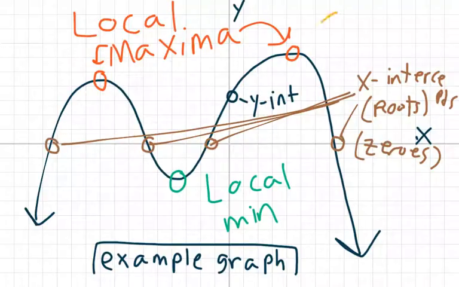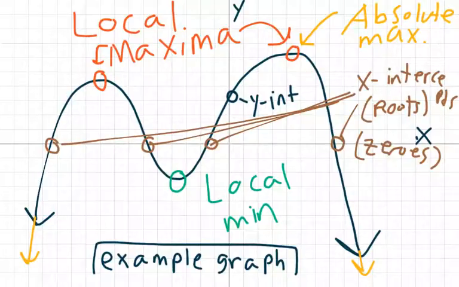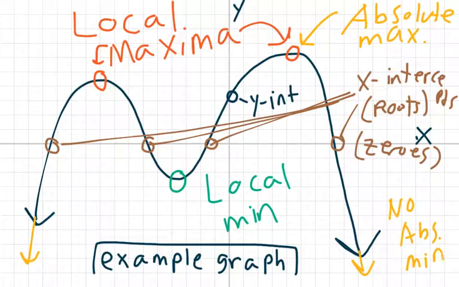But also, this point right here, it's the highest point overall. Look at the entire graph. This is the highest point you get. This is also called the absolute maximum, because it's absolutely the highest point in the polynomial. Is there an absolute minimum here? There is not, because I go down in both directions as low as you can think, negative infinity, so there is no absolute minimum. So that's the important information. We'll have a couple examples of how to find that right now.